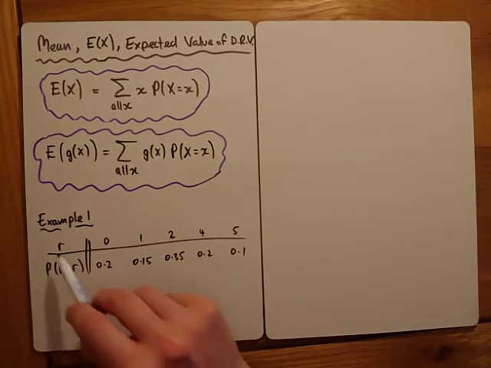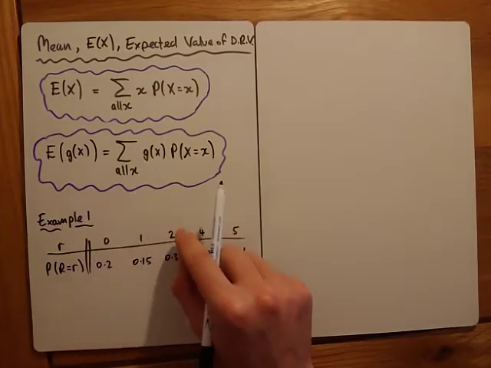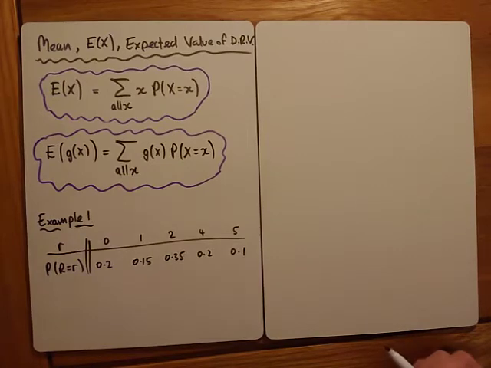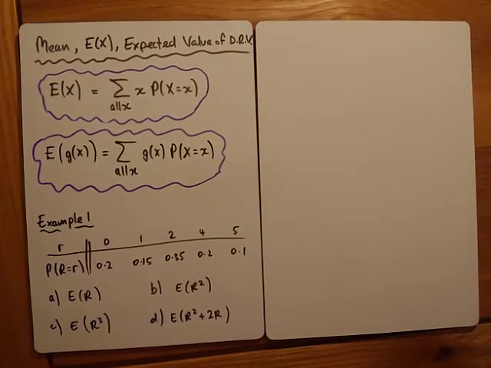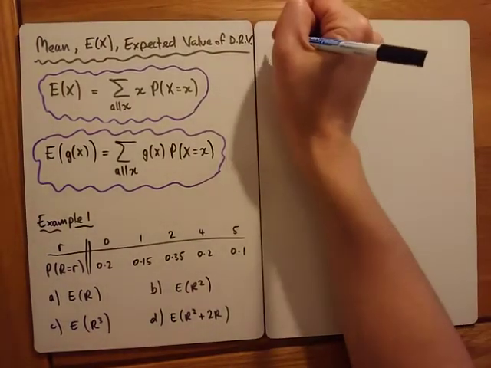For example 1, we're given the discrete distribution, which could be 0, 1, 2, 4, or 5, and the associated probabilities are like so. We're asked to calculate a few different expected values. Let me just write those out. Okay, first thing we're going to find is just the expected value of r.